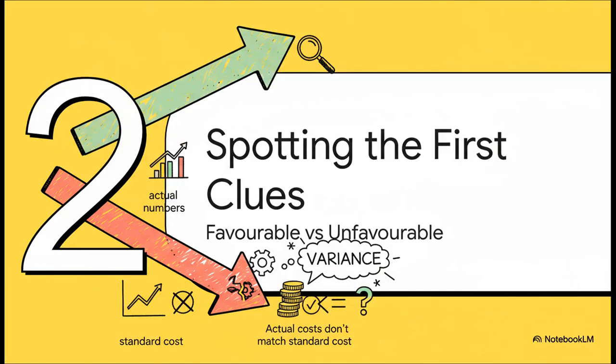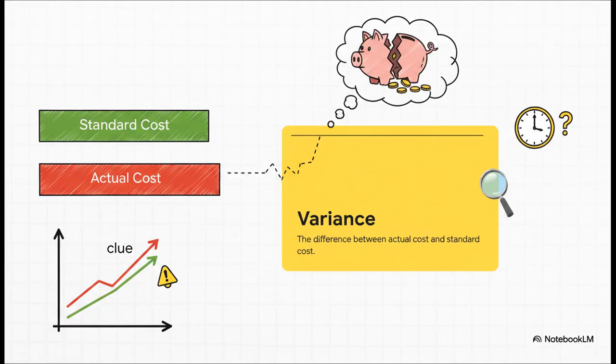Okay, so our benchmark is set. Now, the real investigation begins. Let's say we've just finished making a batch of widgets, and the real actual numbers are in. And guess what? Our actual cost doesn't match our standard cost. Bam! That's our first clue. And that difference, that gap between what we expected and what happened, has a name. It's called a variance. So yeah, a variance is literally just that, the gap between what we planned to spend and what we really spent.